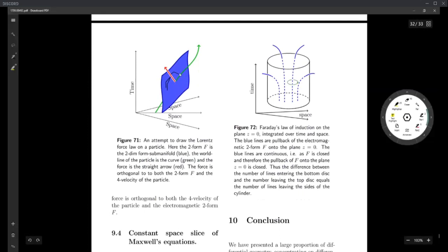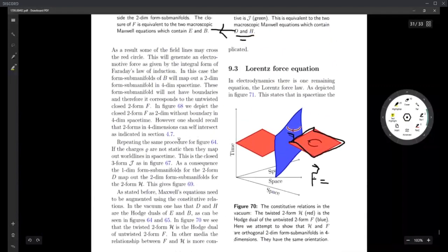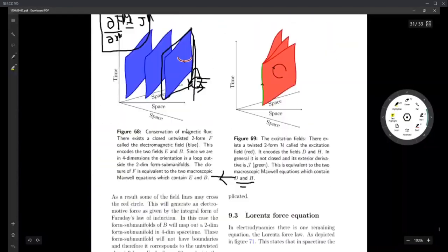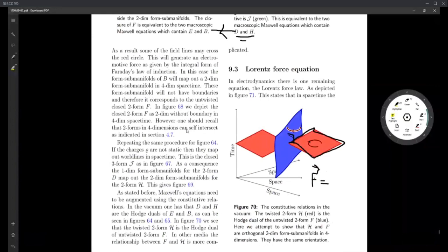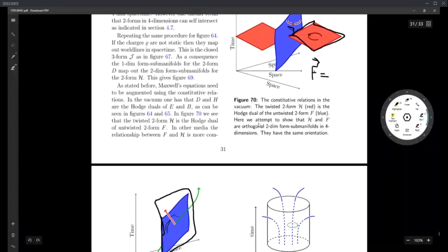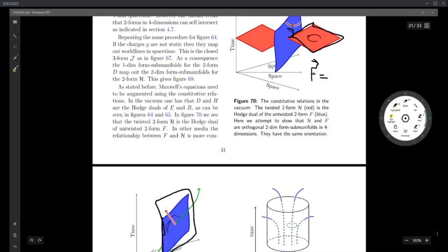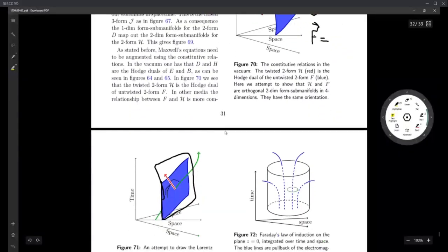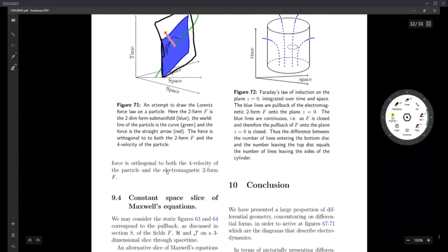What you can do then is just take a singular particle, which is represented by this line, this green world line, and your Lorentz force is basically just going to be your straight red arrow, and it's orthogonal to the form F, the tensor that we talked about earlier. And moving forward, this will definitely be very useful with GR.